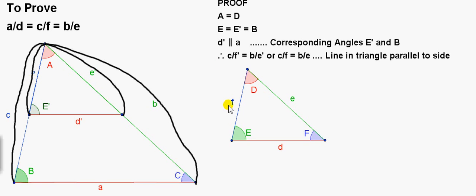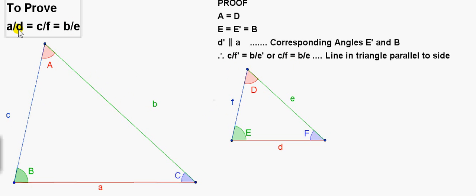But of course F prime is the same as F, and E prime is the same as E. So we end up getting that C over F, that is the blue side of this large triangle divided by the blue side of the small triangle, equals B over E. That's the green side of the large triangle divided by the green side of the small triangle. So we've proven that these two ratios are the same.